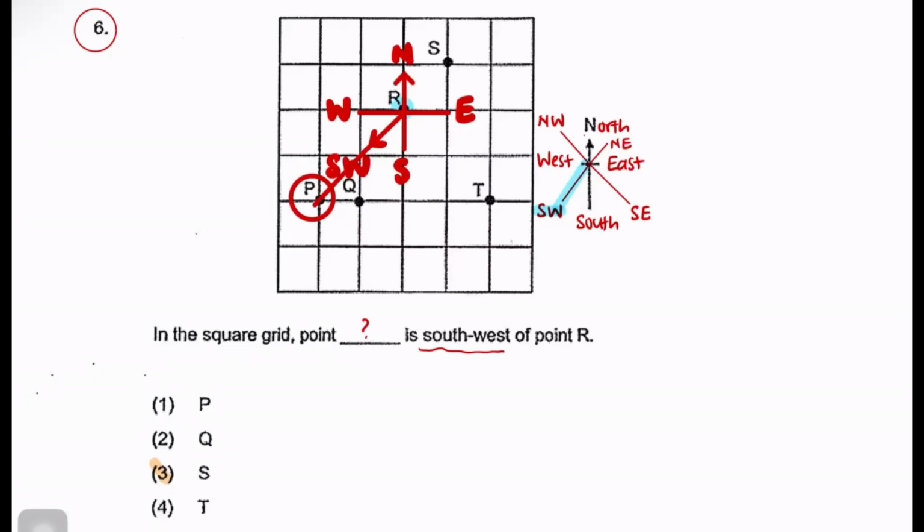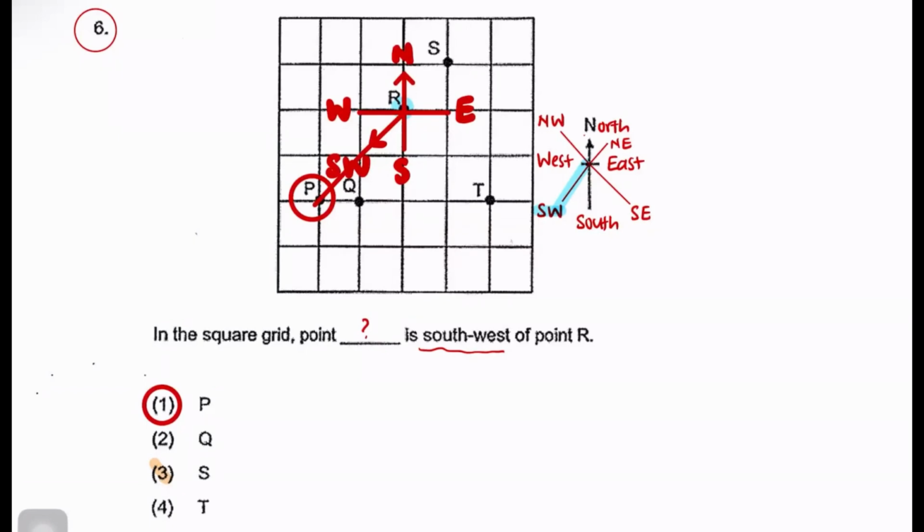Now, because the question wants us to find a point that is along the southwest of point R, we can draw a compass at point R. Mark out the north, south, east, west. Then you will know where's southwest. Southwest is between south and west. Then you draw that diagonal line, and you see it touches point P. So point P is in the southwest direction of point R. The answer should be point P. Done.